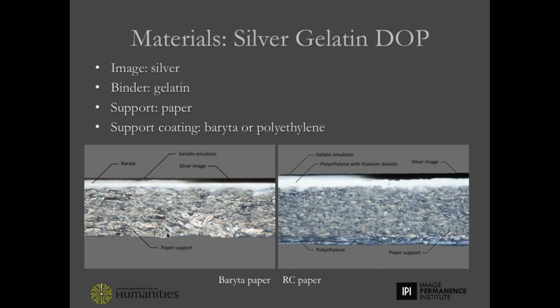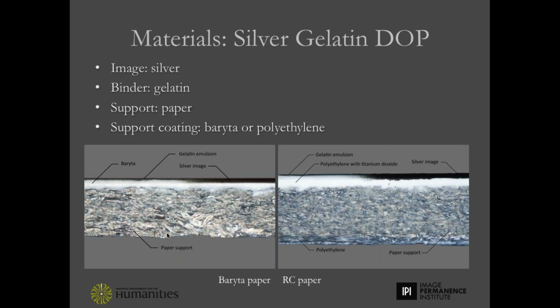The silver gelatin developing out process was the most common monochromatic photographic process of the 20th century. They were commercially manufactured, and the silver halides were already in the gelatin binder and ready to use. So all you have to do is just buy this paper off the shelf and use it. The process was so popular and so common that silver gelatin developed out prints are sometimes referred to as simply black and white prints.